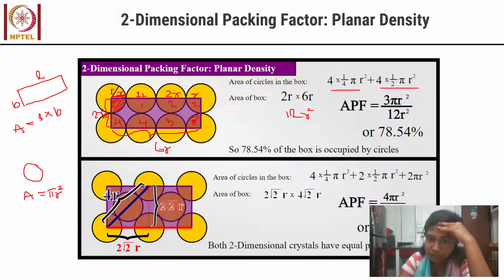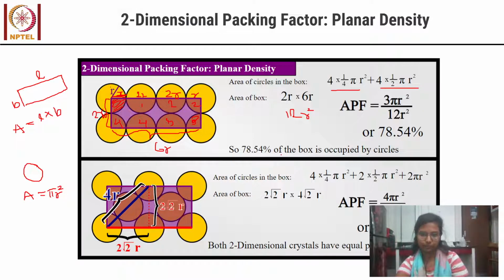And the area of the box we have already determined previously. This is 12 pi r square. So if we just divide it, we will get 3 pi by 12, or pi by 4, which comes out to be this percentage if we multiply by 100. So 78.54% of this box is occupied by circles. This is nothing but my two-dimensional packing factor of this plane, or the planar density.